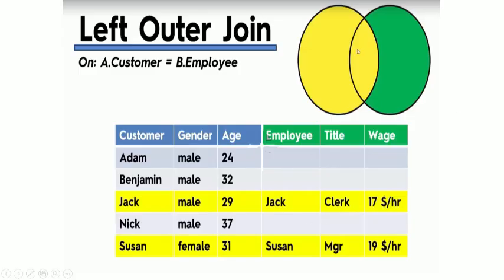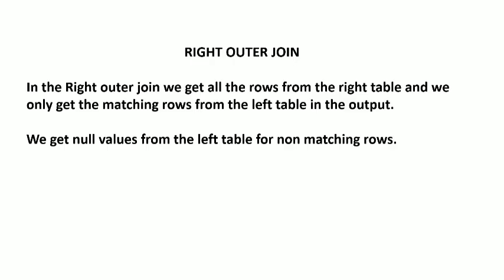All right. You can see from this Venn diagram also that every record from the left table and only the matching record from the right table. All right. Remember this definition. This will help you in your interviews.